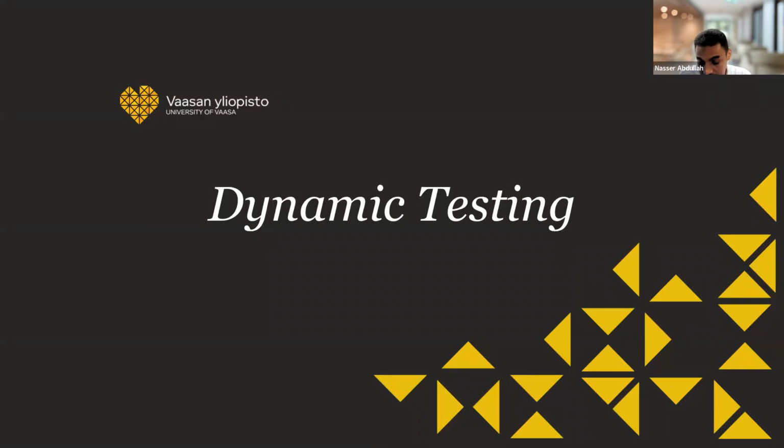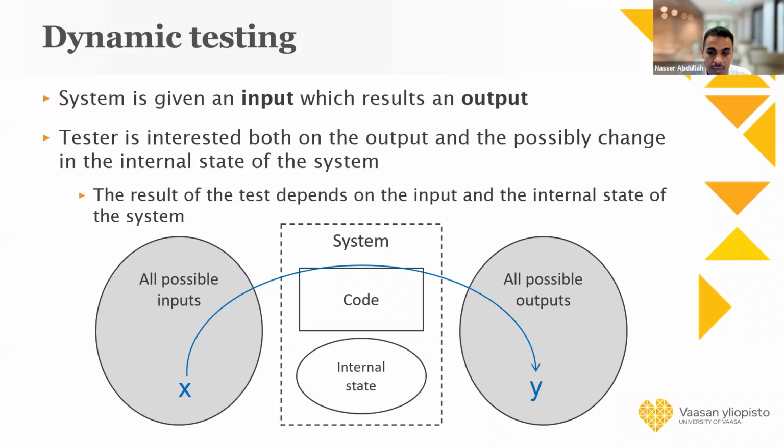So let's see first what dynamic testing is. Dynamic testing, as we said before, we need to execute the application. In dynamic testing, we have the input and also the expected result, and then we execute the code and see the result. We have the input and we want to see what the output is, and then we compare it with our expected result.